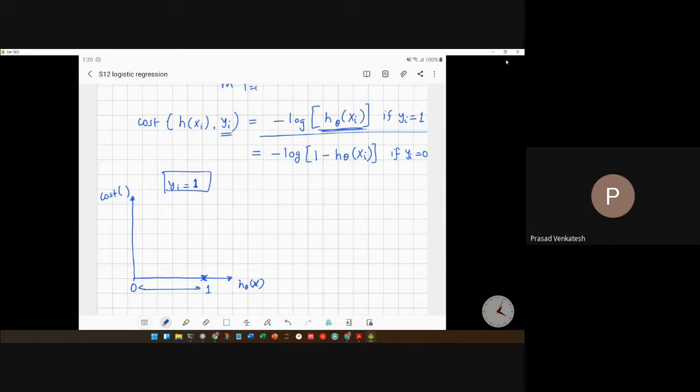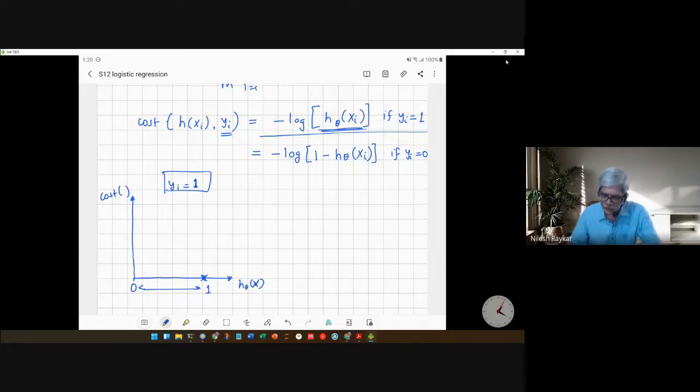Zero. So it will be 0. So it is log of 1. So that is equal to 0. So the point would lie here. And what happens when the function tends towards 0? So when h theta x tends towards 0, what is the value of the cost function?